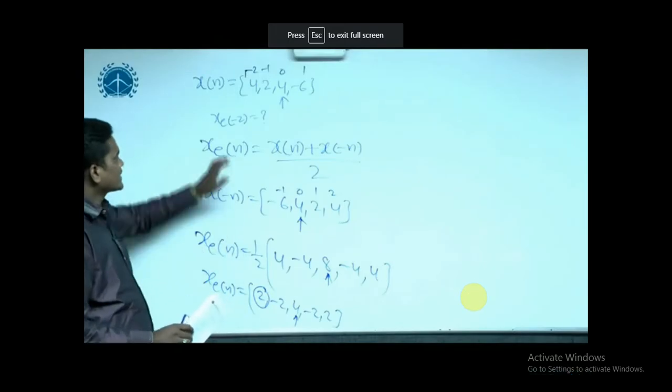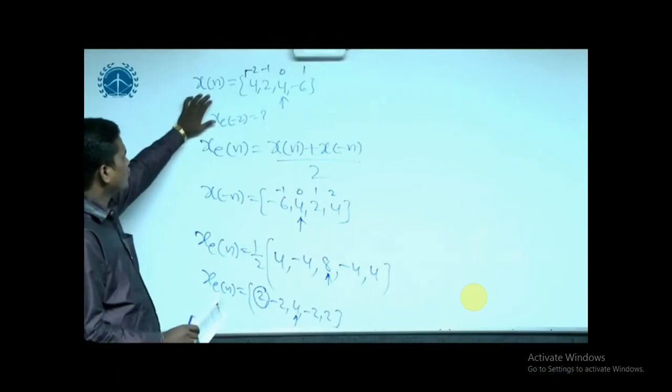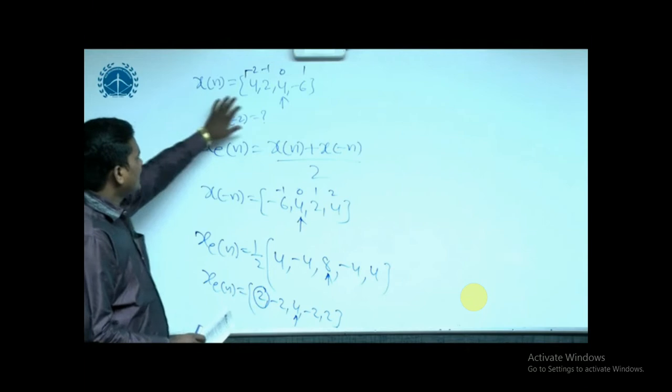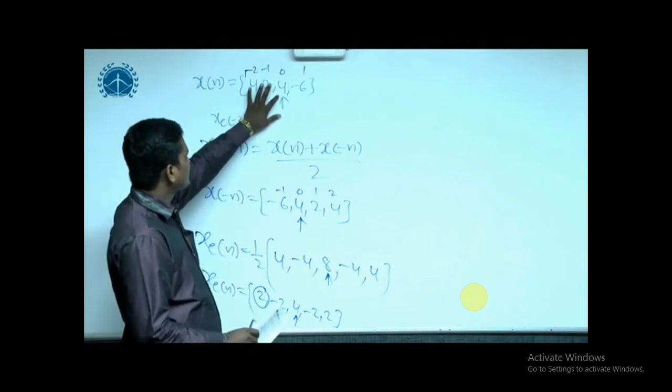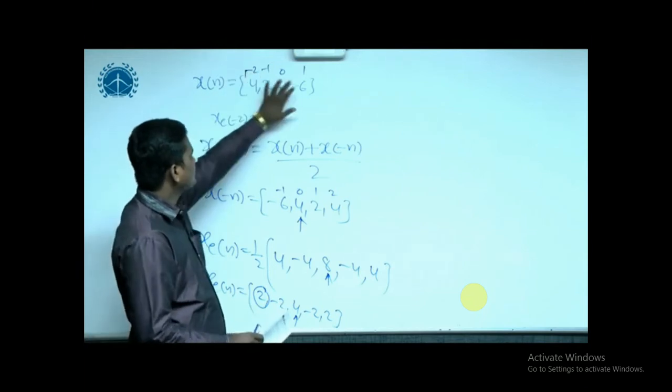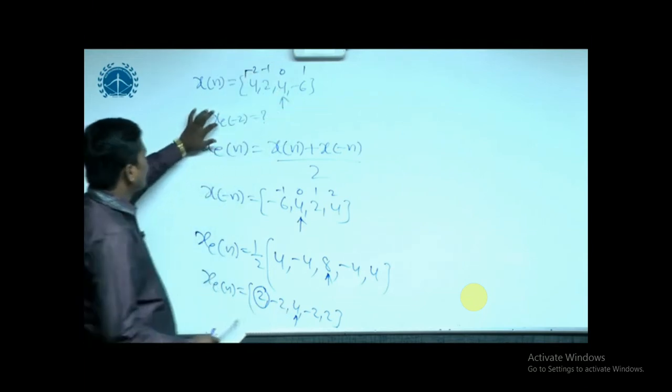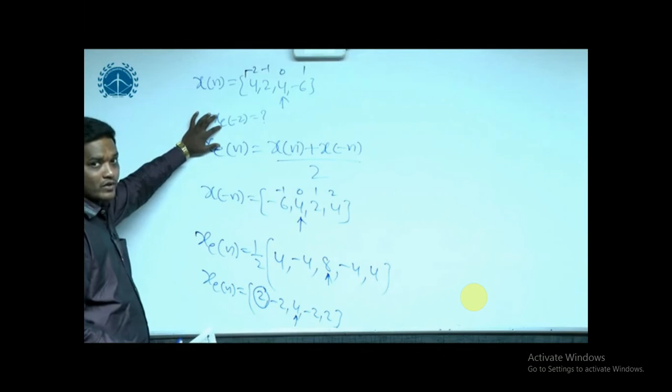The question is, the signal x of n is given as 4, 4, minus 6, and this is the 0th time index. Now this is minus 1, minus 2, this is 1, and it asks what is the value of xe of minus 2. What is the meaning of xe? It is the even part of the signal.